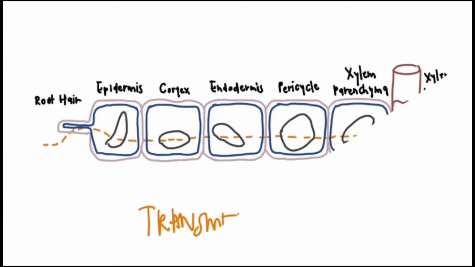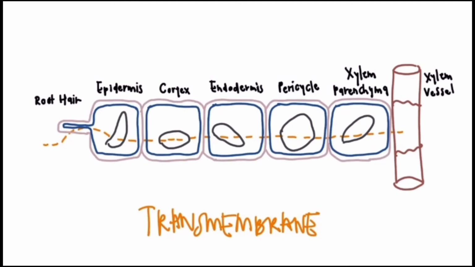Last but not least is the transmembrane. Transmembrane, which is also known as transcellular, is the third way in which water and minerals move throughout the root system of plants. Transmembrane acts as a two-way door through which water and solids can flow. In transmembrane pathway, water crosses plasma membranes, entering and exiting each cell. Water moving through the transmembrane pathway thus moves through both the symplast and apoplast.